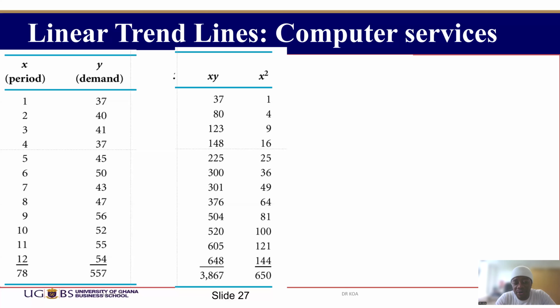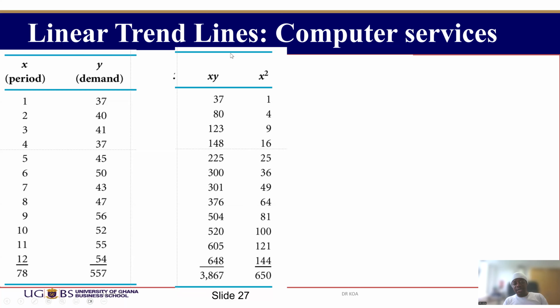Now I use the word period, which means that the period can be 12 years, it can be 12 months, it can be 12 days, it can be 12 hours. So it's just a period. It can be any particular period. It doesn't mean that it's 12 months. For each of the period, the demand for computer services is here. 37 computers are demanded, 40 computers are demanded, 41 computers are demanded, and all of that. We have this data already, all the way up through.